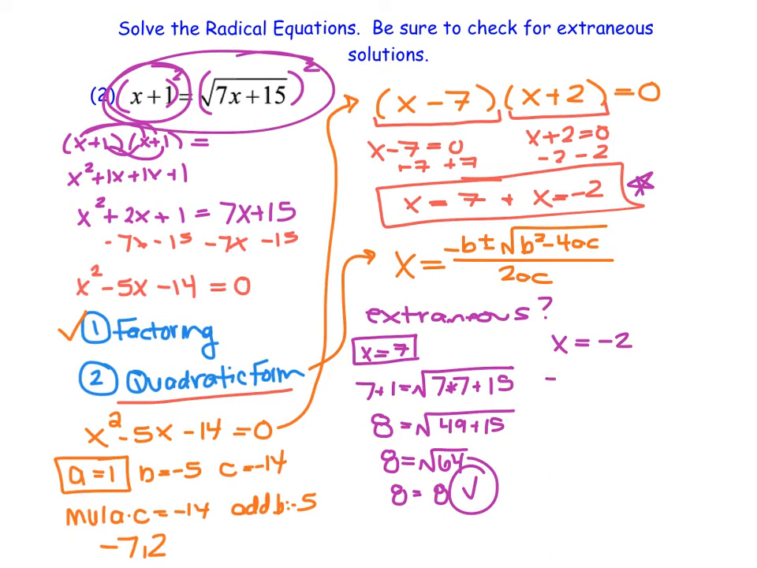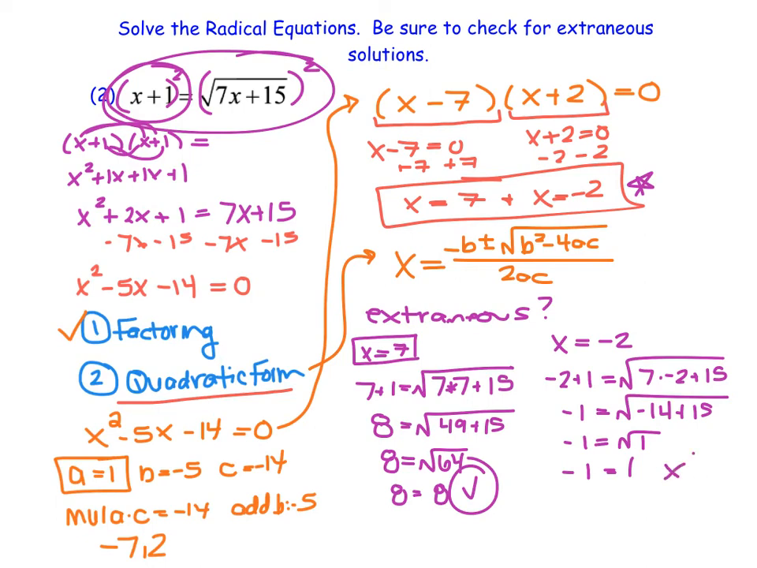Now let's check x is equal to negative 2. So here I have negative 2 plus 1 on the left, and the square root of 7 times negative 2 plus 15. So negative 2 plus 1 is negative 1. Square root of, we have 7 times negative 2, which is negative 14. So I have negative 1 equals the square root of 1, which becomes negative 1 is equal to 1. And this is not true.